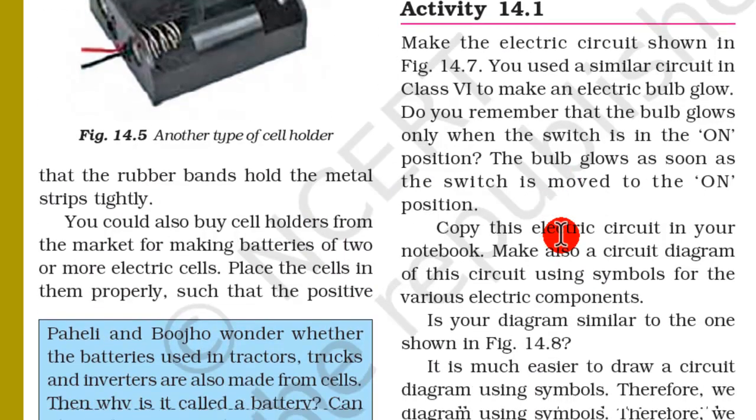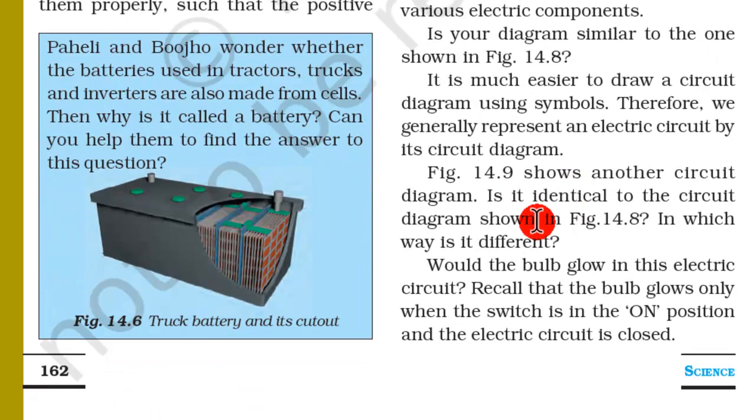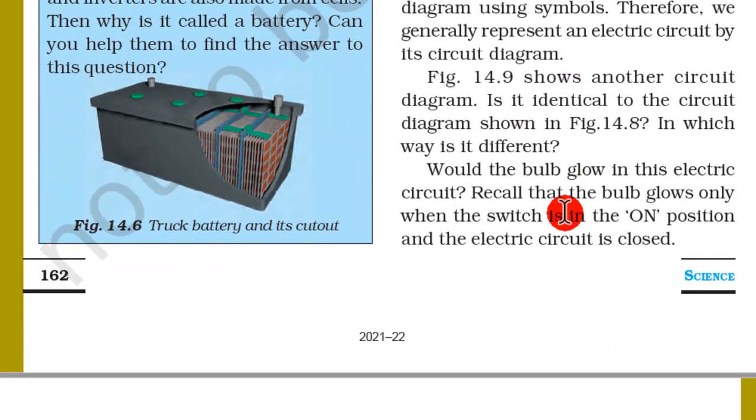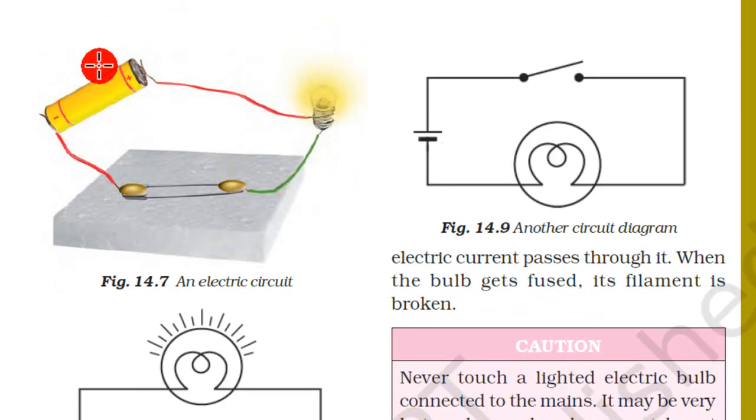Let's see another activity, 14.1. In this activity we will set up a circuit like this. Here we see a cell, a switch made up of a pin, wire, and a bulb. Here the bulb is glowing.